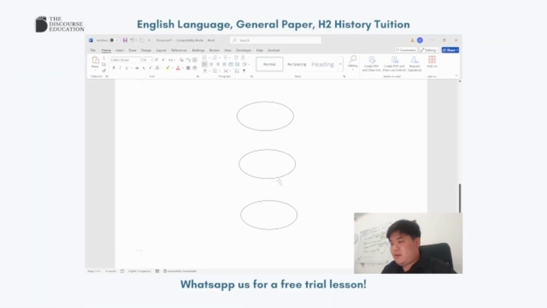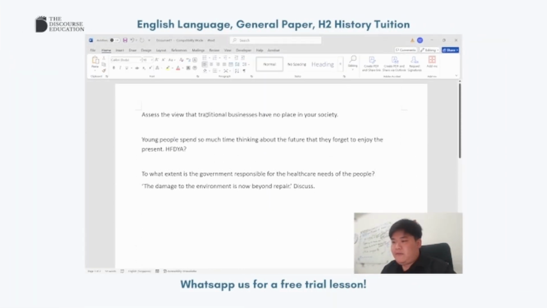For the thesis words or phrases, in short, they are typically quite clear because they come in the form of imperatives or assertions, and they essentially raise the question's argument. And for the second one, they raise the topic of discussion. So for example, let's look at this one particular question here: Assess the view that traditional businesses have no place in our society.